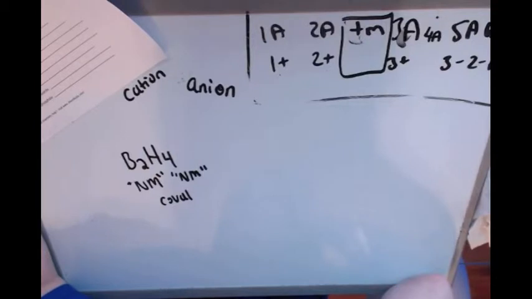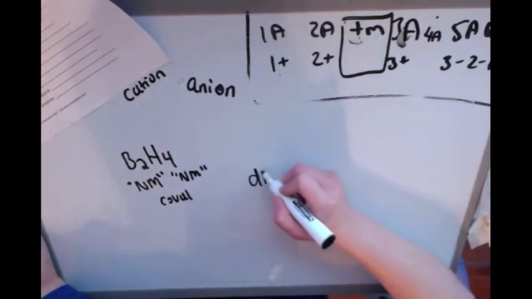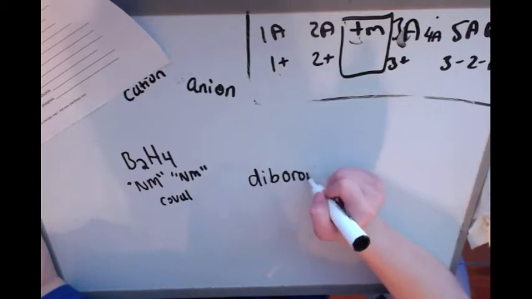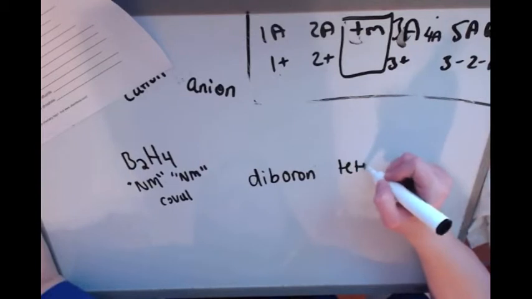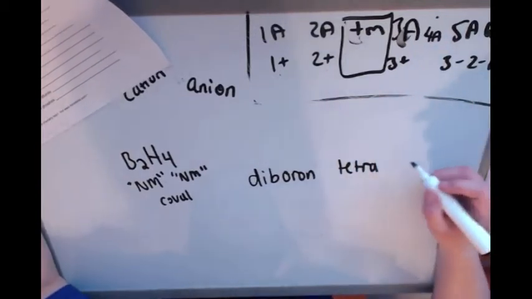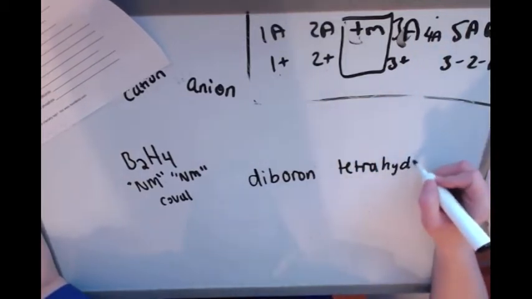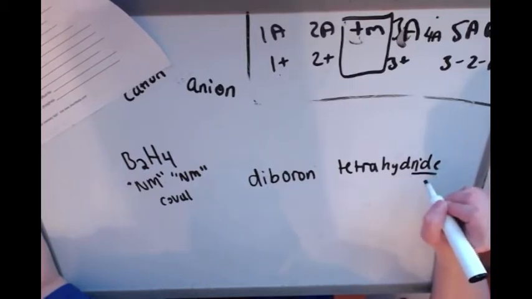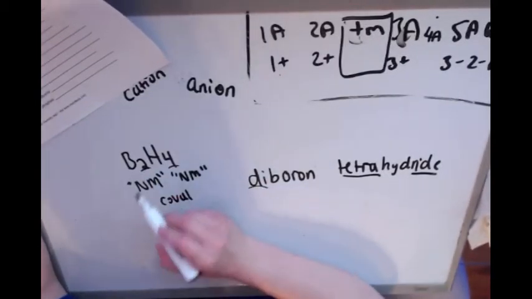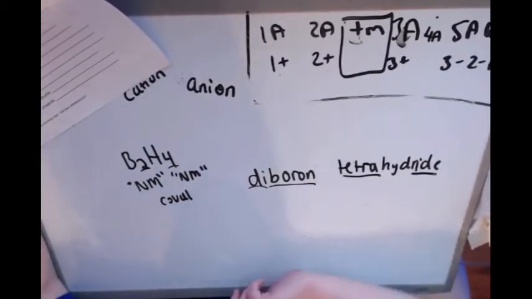Alright, so because it's covalent, we do have to write the prefixes. So we call this one diboron tetra, think Tetris for 4, tetrahydride. So notice the hydrogen turned into hydride. And the 4 comes from the subscript 4, and the di comes from the subscript 2, and this is just written as boron.